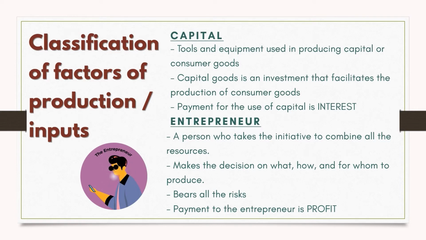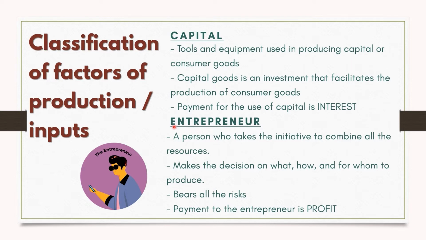Okay, and then we have capital and entrepreneur. So what is capital? Capital ni modal. Capital is tools and equipment used in producing capital or consumer goods. Other examples of capital are equipment, buildings, man-made material. Capital goods is an investment that facilitates the production of consumer goods. And the payment for the use of capital is interest.